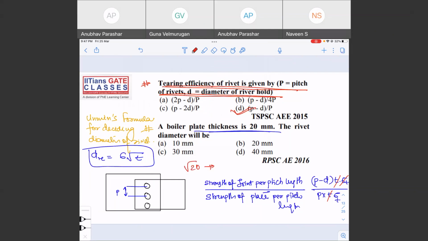If you see root over 20, where will it lie? It will lie somewhere between 4 and 5. Let me say 4.5. Root over 20 will lie somewhere between 4 and 5, because root over 16 is 4 and root over 25 is 5, so root over 20 is in between.